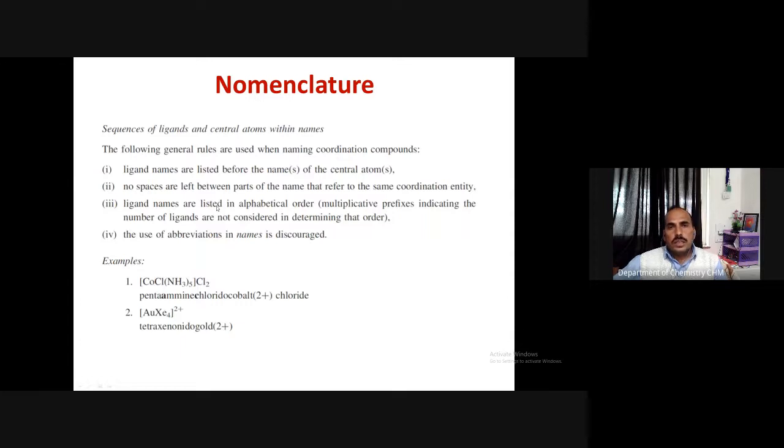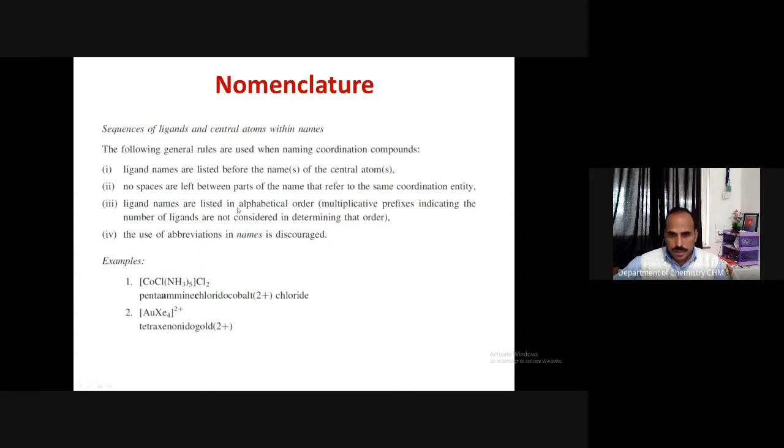Okay. So in general, what is the nomenclature? What are the general rules? Please do not forget the sequence of ligands and central atoms within names. There are some name rules for that. Ligand names are listed before the name of the central atom. Right? Central atom is listed last, and ligand names are listed before that, and no spaces are left between parts of the names that refer to the same coordination entity. Okay, no space will be left.